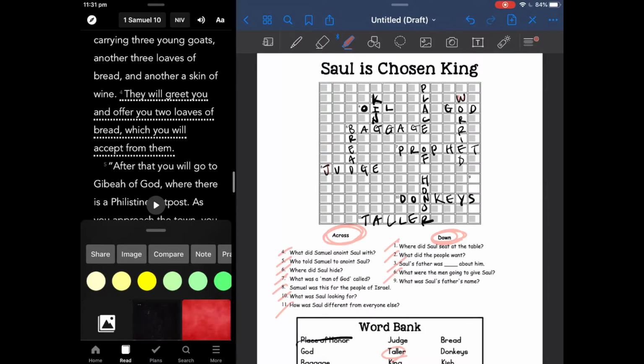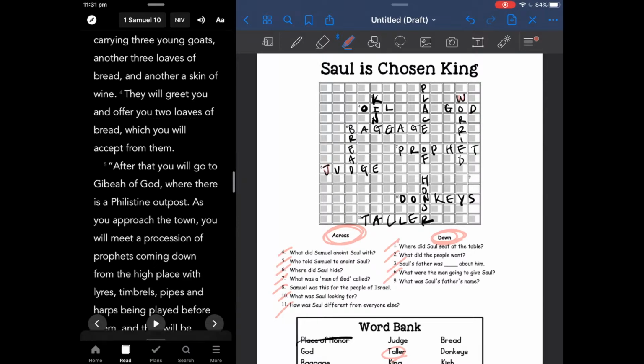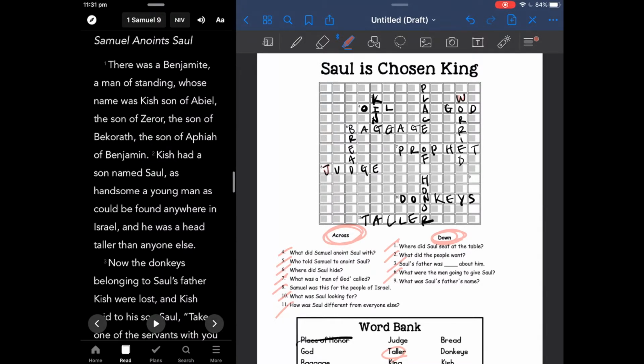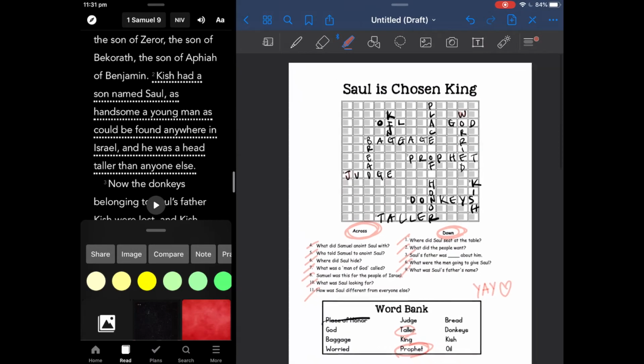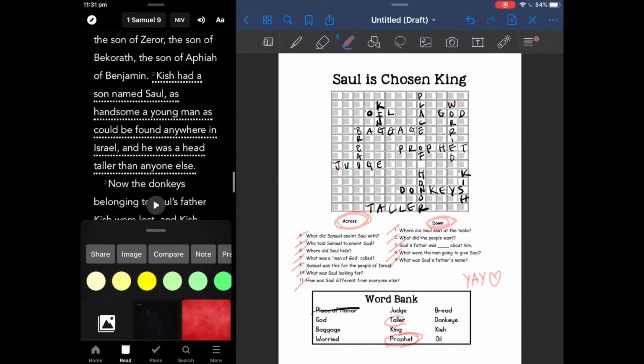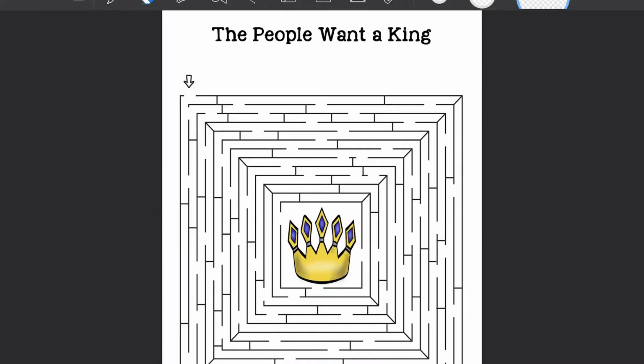And the last question. What was Saul's father's name? Guys, remember this? That's right. So I'm gonna read verse 2. It says, Kish had a son named Saul. So, father's name was Kish. Yay! Did you all get it right? So we finished this puzzle. Okay, good job, guys. Let's move on to the next activity.